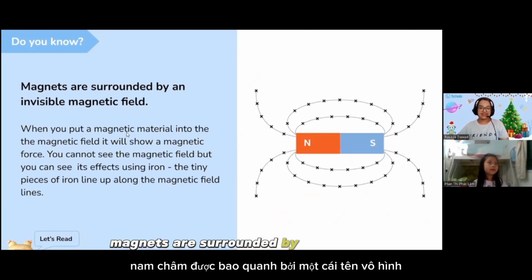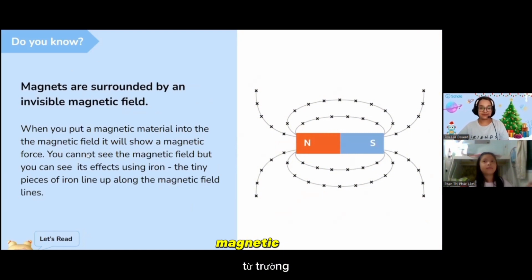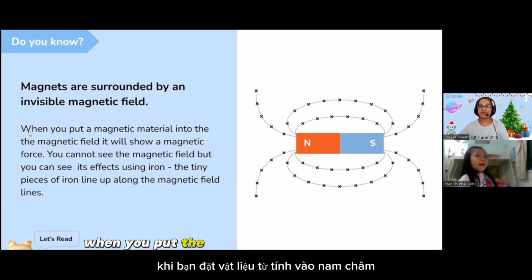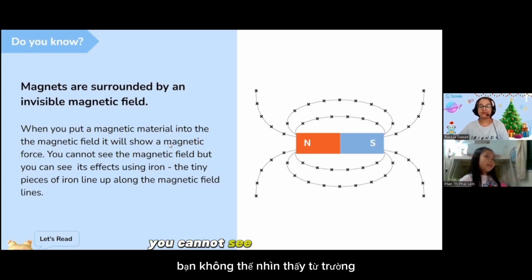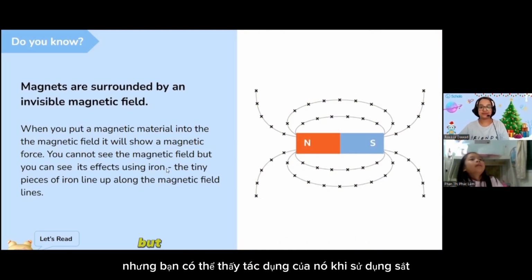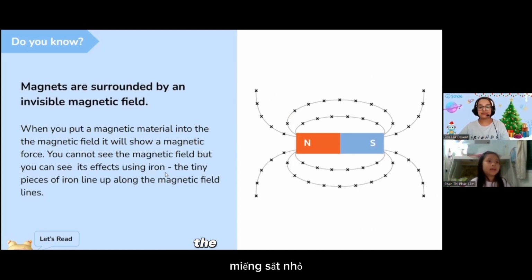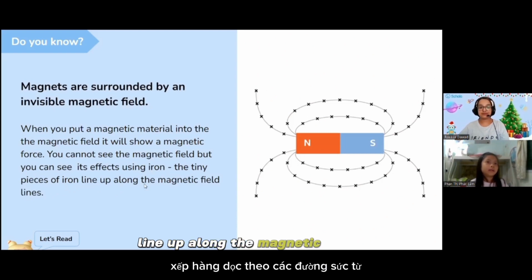Magnets are surrounded by an invisible magnetic field. When you put a magnetic material into the magnetic field, it will show a magnetic force. You cannot see the magnetic field, but you can see its effects using tiny pieces of iron lined up along the magnetic field lines.